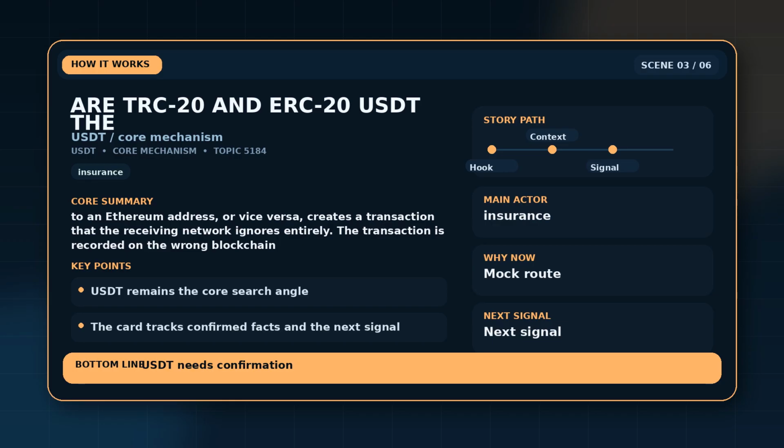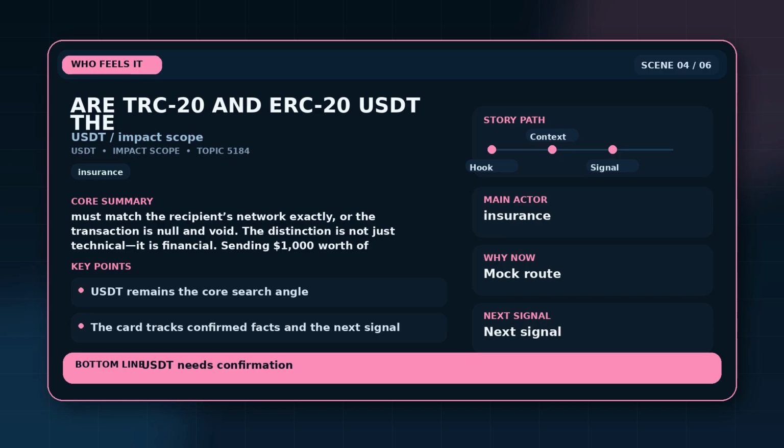Ethereum uses proof-of-stake with thousands of validators and a 12-second block time. The two blockchains have no shared history, no common address space, and no cross-chain communication. A USDT transfer is not just a token movement, it is a blockchain-specific event. The sender must match the recipient's network exactly, or the transaction is null and void.